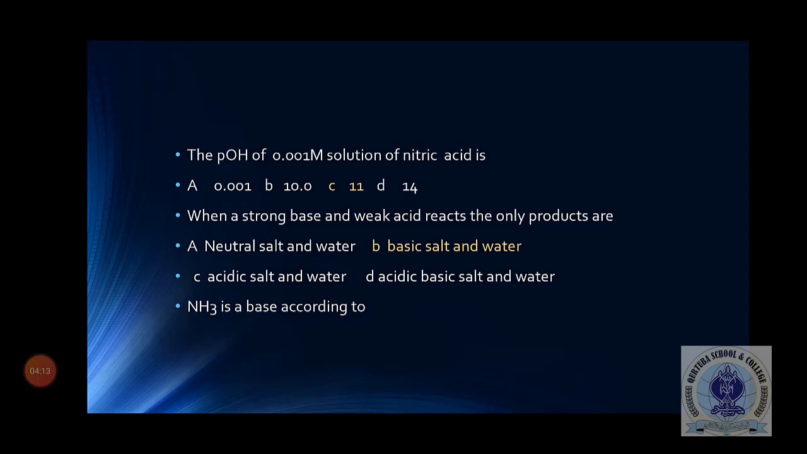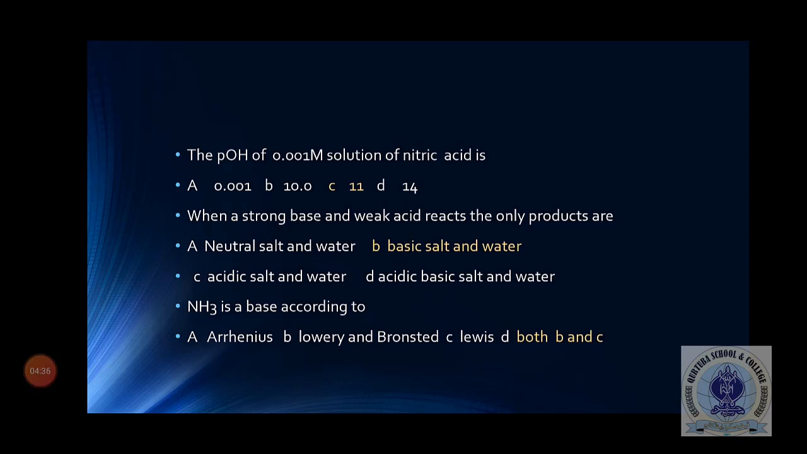Now, NH3, ammonia, is a base according to which concept? Remember students that according to the Arrhenius concept, a base can be defined as any species that produces OH- ion. So NH3 is not a base according to the Arrhenius concept. Now, what is the Bronsted and Lowry concept? According to the Bronsted and Lowry concept, a base is a proton acceptor.